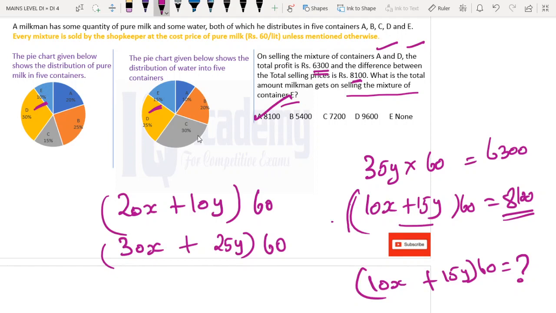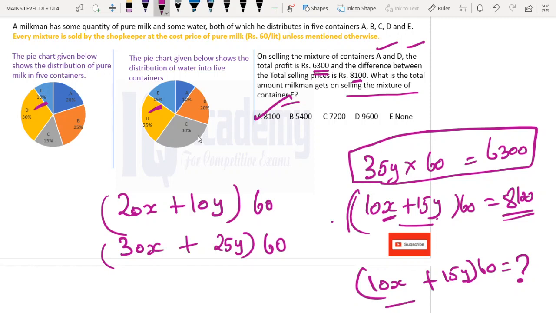Otherwise, what we should do is, from this equation find the y value, substitute y over here, find the x value, and substitute to find the values. But here we don't need to do anything because we already know 10x plus 15y into 60 is nothing but 8100. We need 10x plus 15y into 60, so the answer is 8100 for this.